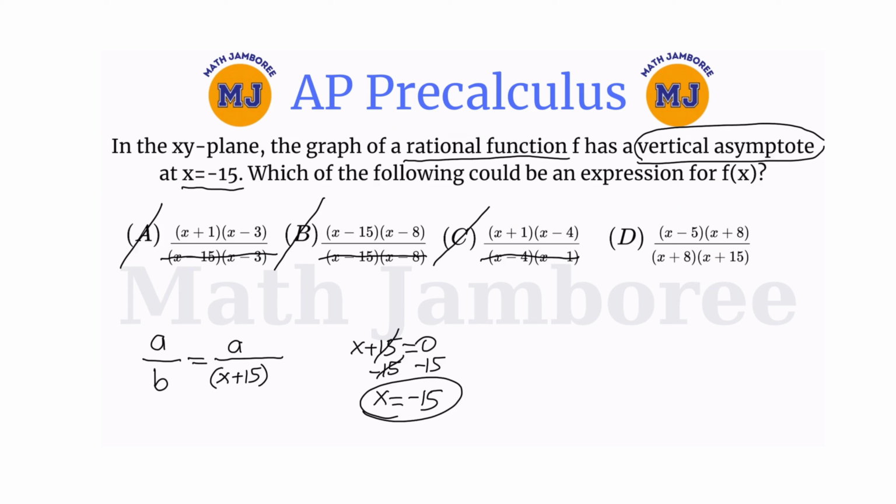In choice D, we have x plus 15 in the denominator, and x plus 8 are canceling each other out, by the way. The final version of this becomes x minus 5 over x plus 15. So this will give you a vertical asymptote at x equals negative 15. Therefore, the correct answer is choice D for this specific question.